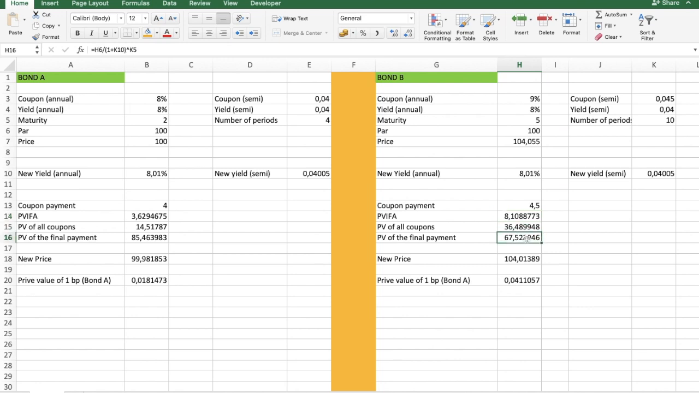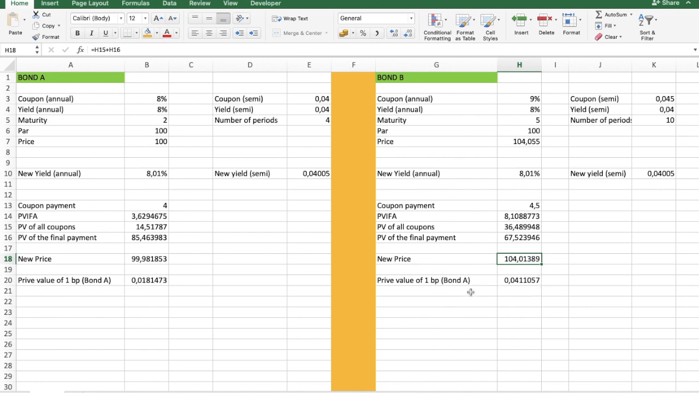Same thing for the final payment. So it is equal to H6, which is the par value, divided by 1 plus K10, which is the new semi-annual yield, power K5, which is the number of periods. The good thing with Excel is that, as you can clearly see here, it allows us to save a lot of time. So this is the new price, which is the sum of the present value of coupons and final payment.